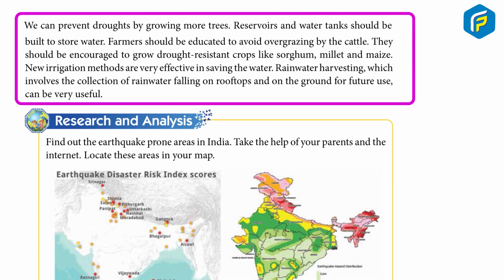We can prevent drought by growing more trees. Reservoirs and water tanks should be built to store water. Farmers should be educated to avoid overgrazing by the cattle. They should be encouraged to grow drought-resistant crops like sorghum, millet and maize. New irrigation methods are very effective in saving the water. Rainwater harvesting, which involves the collection of rainwater falling on rooftops and the ground for future use, can be very useful.